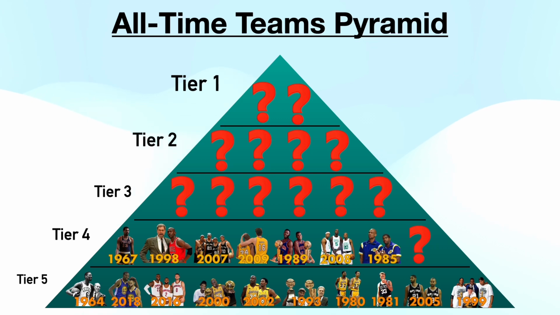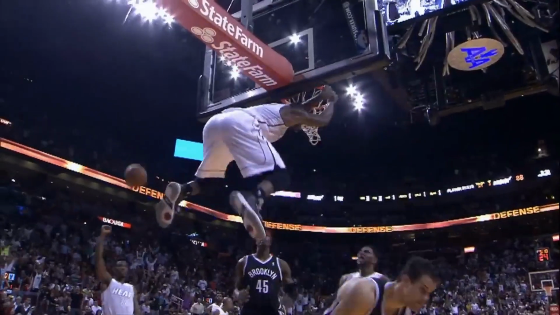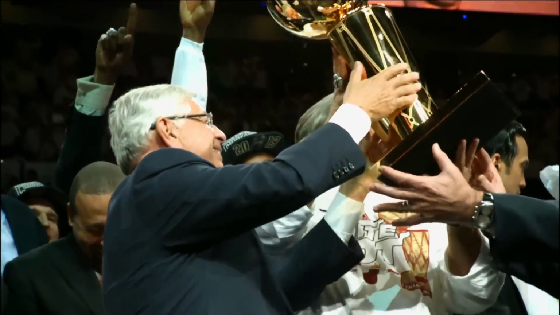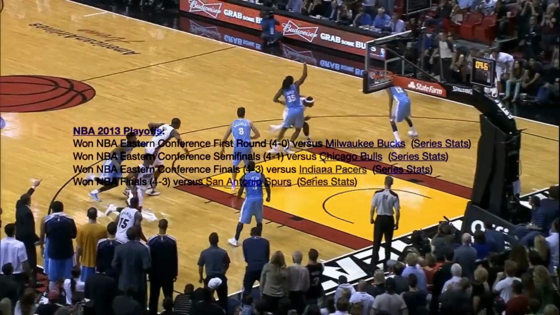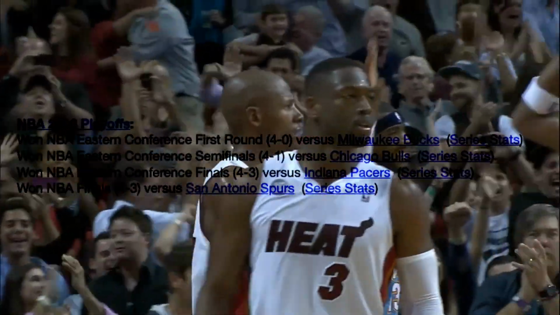And the final team that makes up Tier 4 is the 2012 and 13 Miami Heat. The Heatles with LeBron, D-Wade, and Chris Bosh. This year was the trio's second championship won together, where they beat the Bucks, Derrick Rose Bulls, and Paul George Pacers in the conference rounds, and beat the old head Spurs with Kawhi Leonard in the finals.